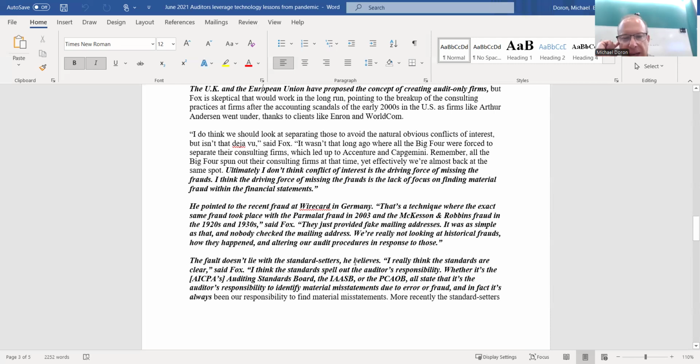The fault doesn't lie with the standard setters, he believes. I really think the standards are clear. I think the standards spell out the auditor's responsibility, whether it's the ASB, the IAASB, or the PCAOB. All state that it's the auditor's responsibility to identify material misstatements due to error or fraud. And in fact, it's always been our responsibility. We know that.